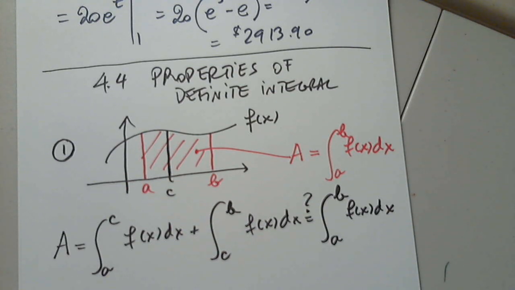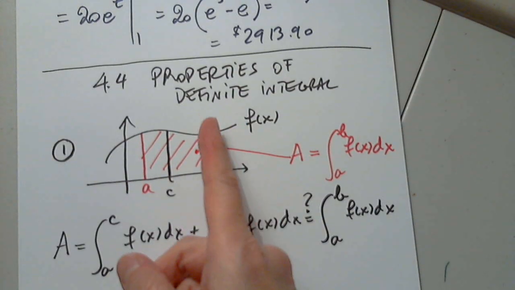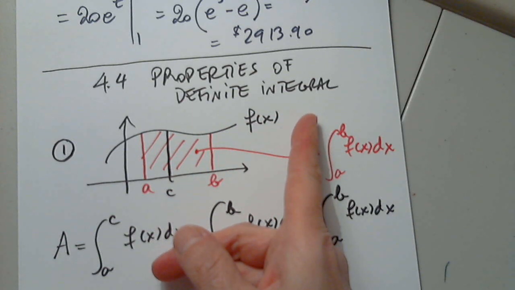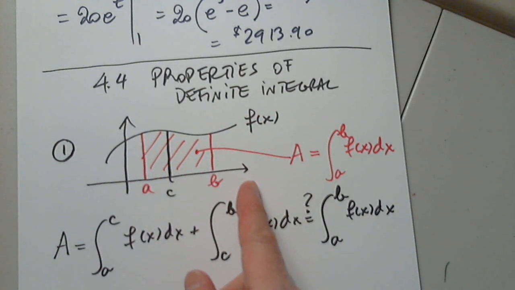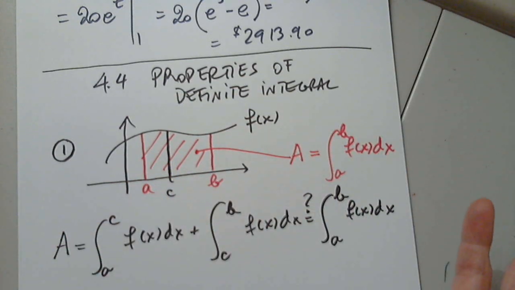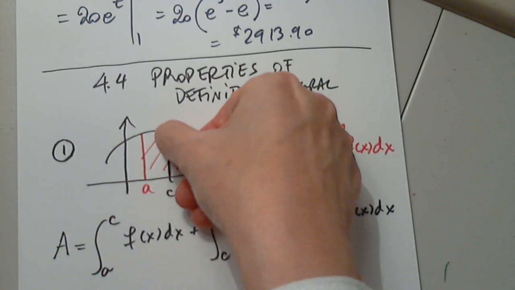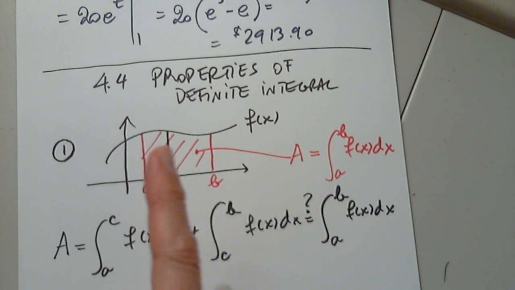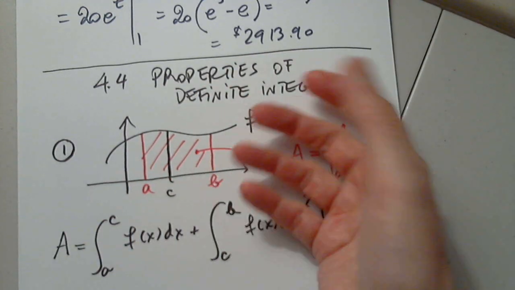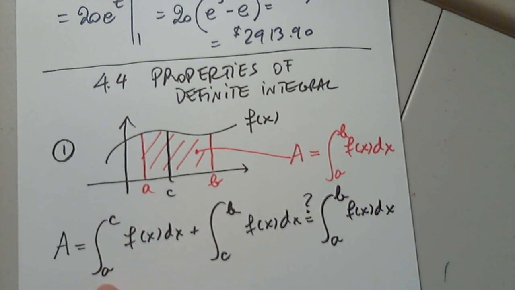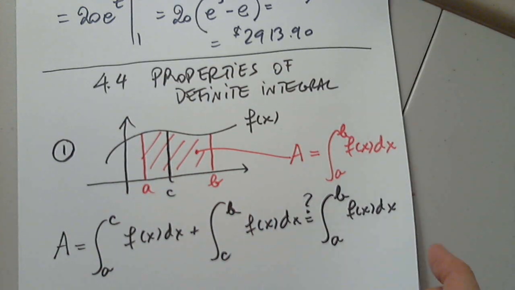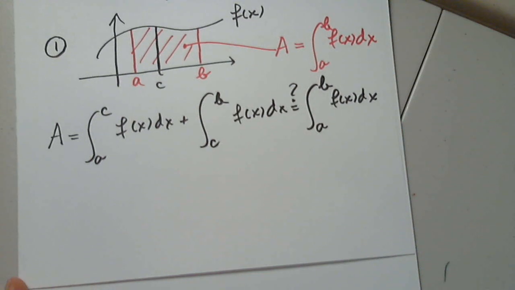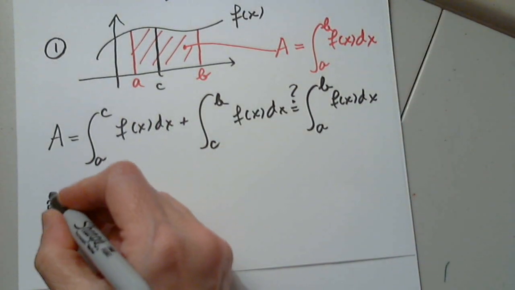Yes. So this is one property of the definite integral. I can split it anywhere I want, in 2 pieces, in as many pieces as you want. I can have this piece plus this piece plus this piece, it doesn't matter, as long as there is no gap. See, there is no gap. A to C, and I start at C to B. So that's one property.